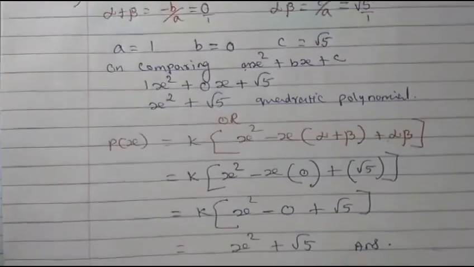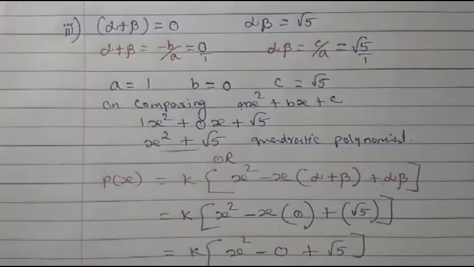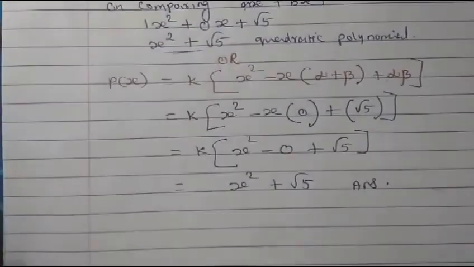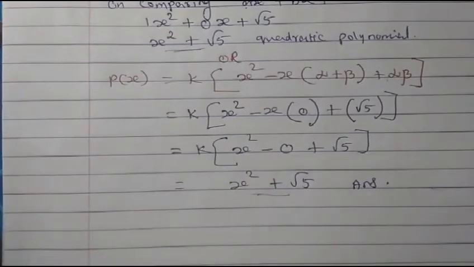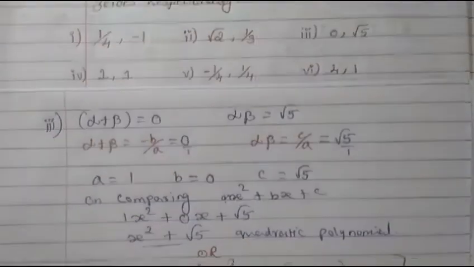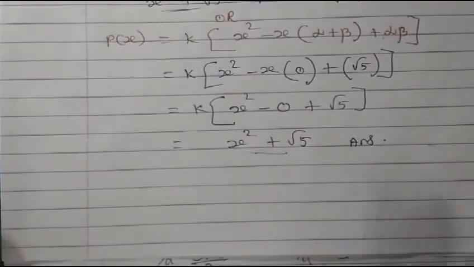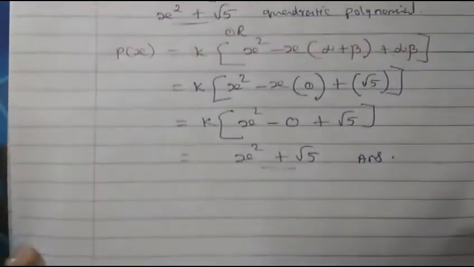If you see, in the assuming method we got the same answer, and using the identity method also we got the same answer. Now let's see quickly the fourth part of it. So for the fourth part, let us do the assuming method.